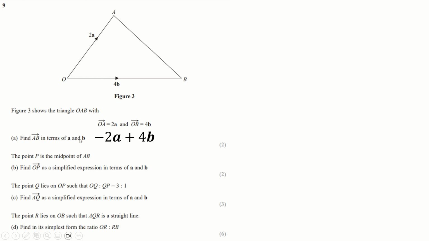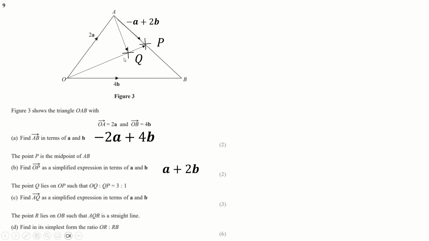O to P, now P is the midpoint of AB. So if A to B is minus 2a plus 4b, A to P is minus a plus 2b, just going to be half of it. And therefore O to P is 2a plus this. Of course, 2a minus a is just a plus 2b, and we end up with O to P. Q is on O to P such that we have a ratio 3 here, 1 here. So that's Q. Find A to Q.